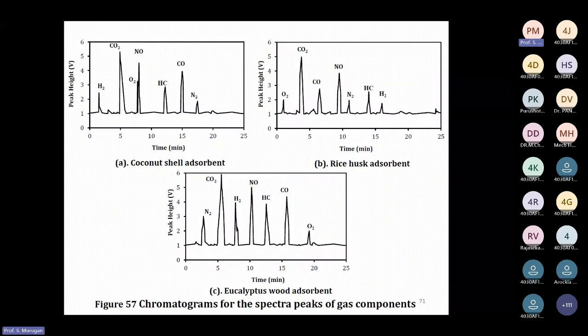Then chromatograms from spectroscopy for gas components. Of course, how much gas was adsorbed: when an exhaust gas is coming out of an engine, it consists of a mixture of hydrocarbons, carbon monoxide, carbon dioxide, nitric oxide, oxides of nitrogen, and O2, everything. So for each and every gas, how much was captured over a time period is shown in these three plots for each and every adsorbent.